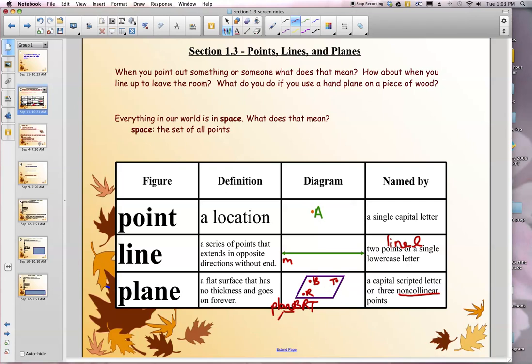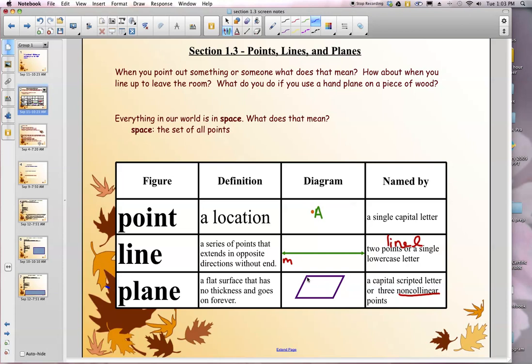Or you can draw the parallelogram and write BTR, or whatever order you want to put them in. It makes no difference. Both of those would be acceptable. But just like the line, sometimes there are no points labeled on the plane. And if there are no points labeled, you don't have anything to name it with.